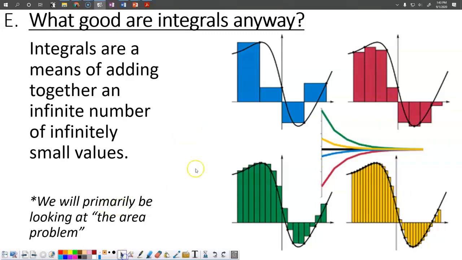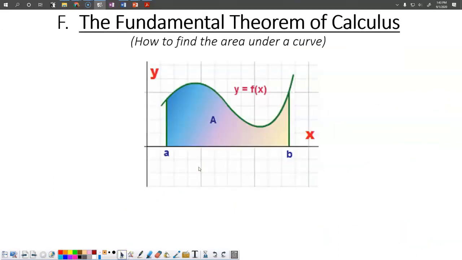Okay? So let's talk about this rule here. It's called the fundamental theorem of calculus, and basically it's how to find the area under a curve. Now, you might notice from the name that this is probably a pretty important rule, so it's something you definitely want to commit to memory. So let's say I wanted to find the area under this curve. The curve is y equals f of x, and I want to find the area from x equals a to x equals b.